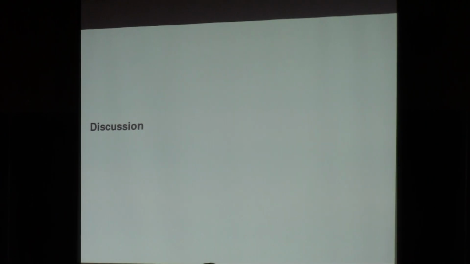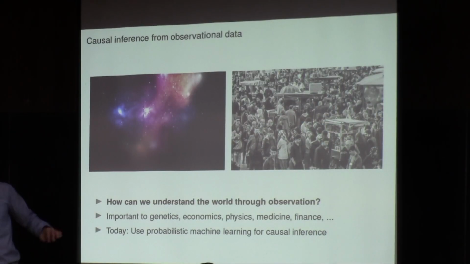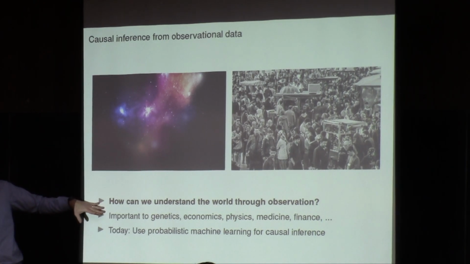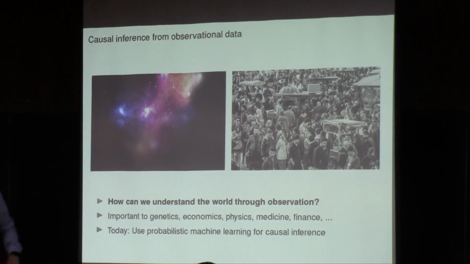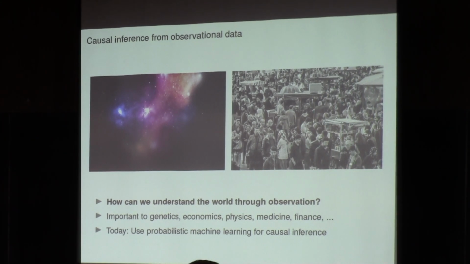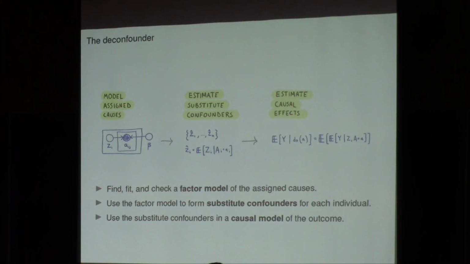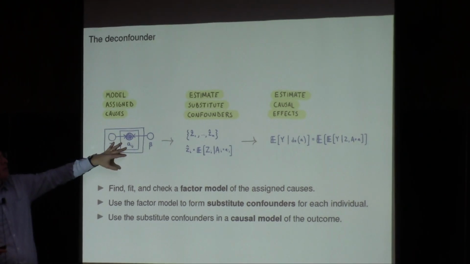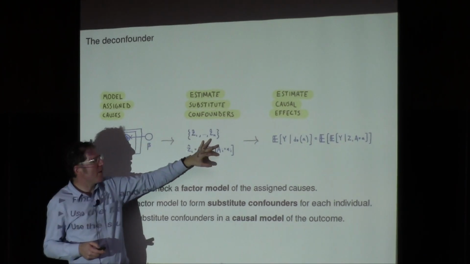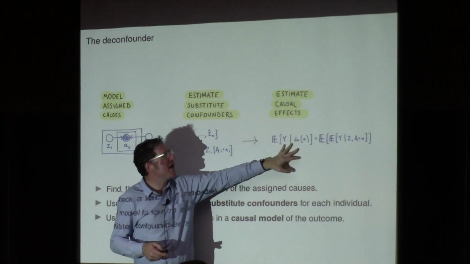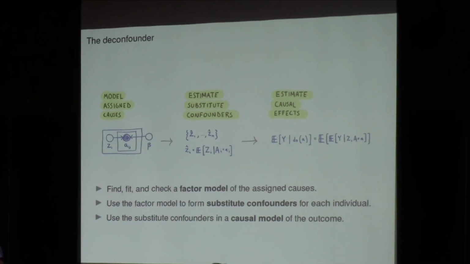Okay, so that's everything. In summary, well, it's not quite everything. How can we understand the world through observation? I showed you how to use probabilistic machine learning for doing causal inference. Again, model the assigned causes, use the factor model to form substitute confounders, and then use those substitute confounders in a downstream causal inference. I realize, Dan, I never answered your question. Why we don't use Y when we are fitting the factor model is that last part of the theory that says that we don't have colliders and mediators, variables that are downstream of the causes.